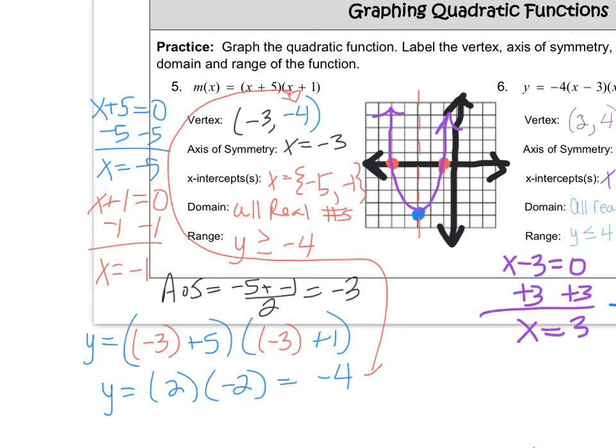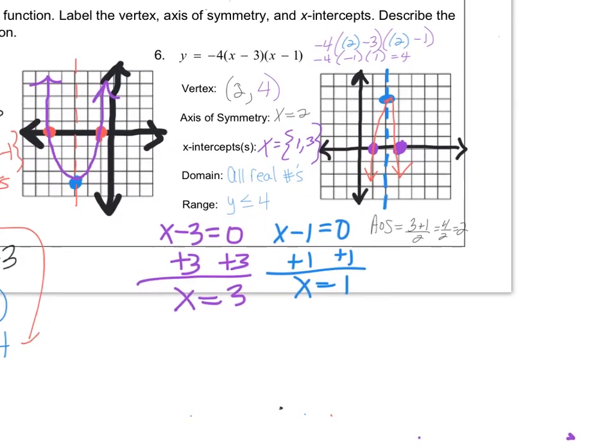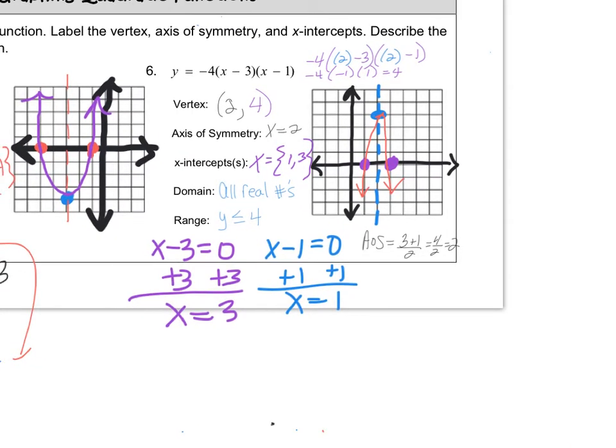The domain of parabolas is always all real numbers because we can't put a boundary on either the left or the right. And for our range, we have a boundary here at negative 4. It's everything greater than or equal to negative 4. And then if we look at number 6, it pretty much followed the same process. This one happened to be a maximum function. So just check and make sure you have all the correct answers.